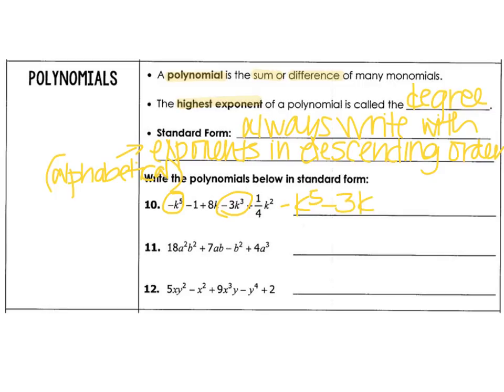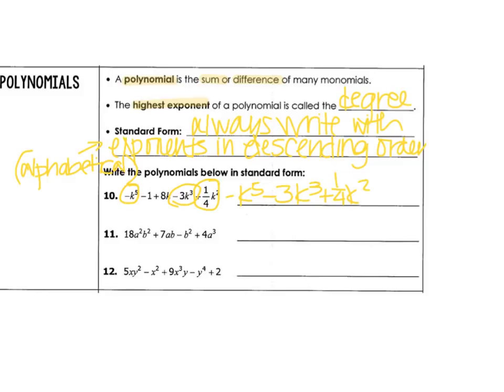So descending order means from the biggest exponent to the smallest exponent. All right, so from greatest exponent to least exponent. Then the next biggest exponent would be this one right here. So then we would say plus 1/4 k squared. And then need a little more space here. The next biggest exponent would be a single k, so plus 8k. And then last but not least, minus 1.